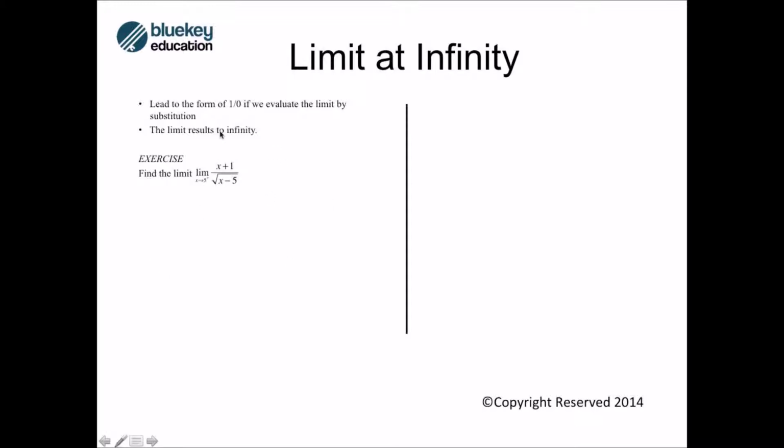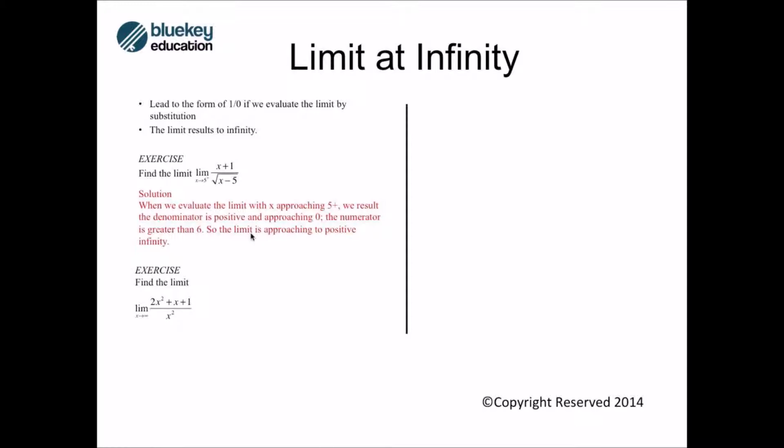Next one is using limits at infinity. First, let's take a look at the exercise. We need to compute the limit of (x plus 1) divided by square root of (x minus 5) as x approaches 5, the right-side limit. First, we know the top, the numerator, is always greater than 6 when we substitute 5 inside. And the denominator is greater than 0, so you end up with a positive number, but it's very tiny, very close to 0. Then you use 1 to divide this tiny number, and it approaches positive infinity.